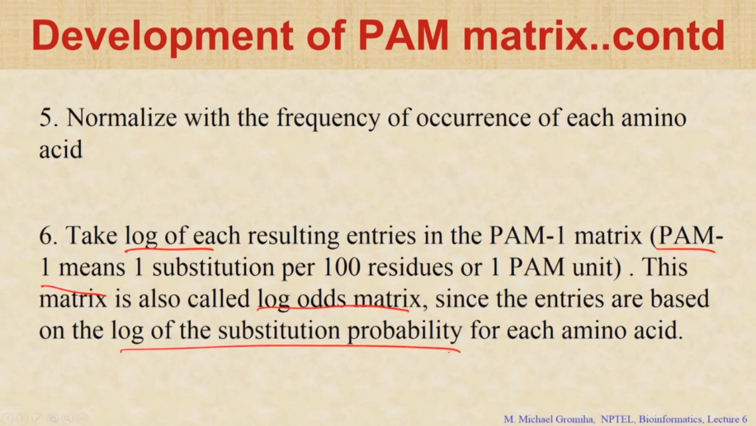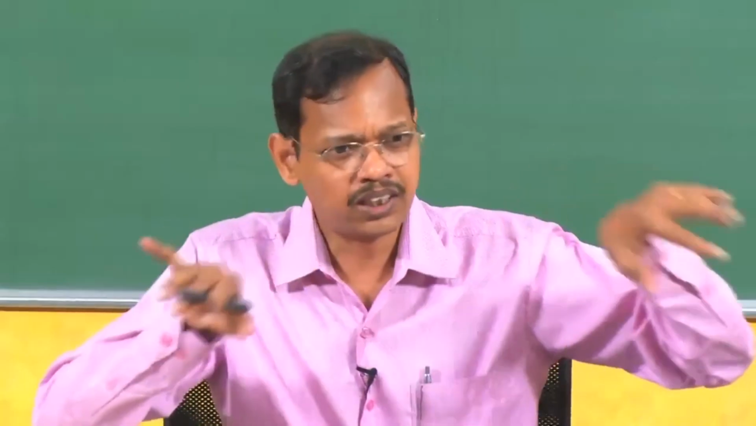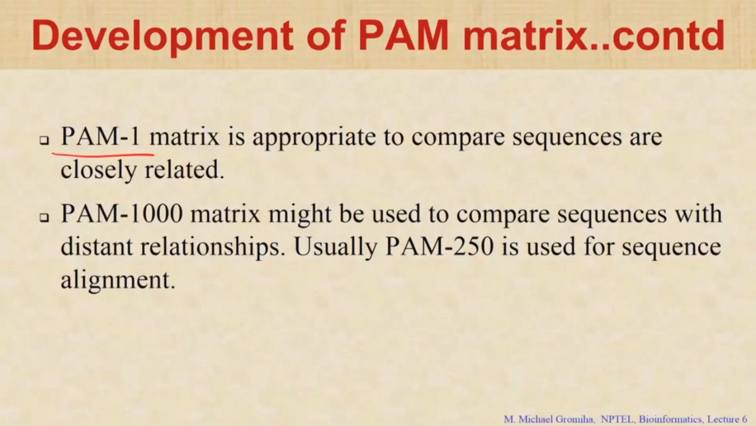Then let us see how we derive the PAM matrix. I will show an example and we will derive the matrix. For example, if we have 10 sequences, we align the different sequences and see what the different mutations are and how we account for these mutations to construct the PAM matrix. Essentially, if we take PAM 1, we compare sequences which are closely related, that means highly homologous sequences, and if we take PAM 1000, this is mainly with distant relationships.